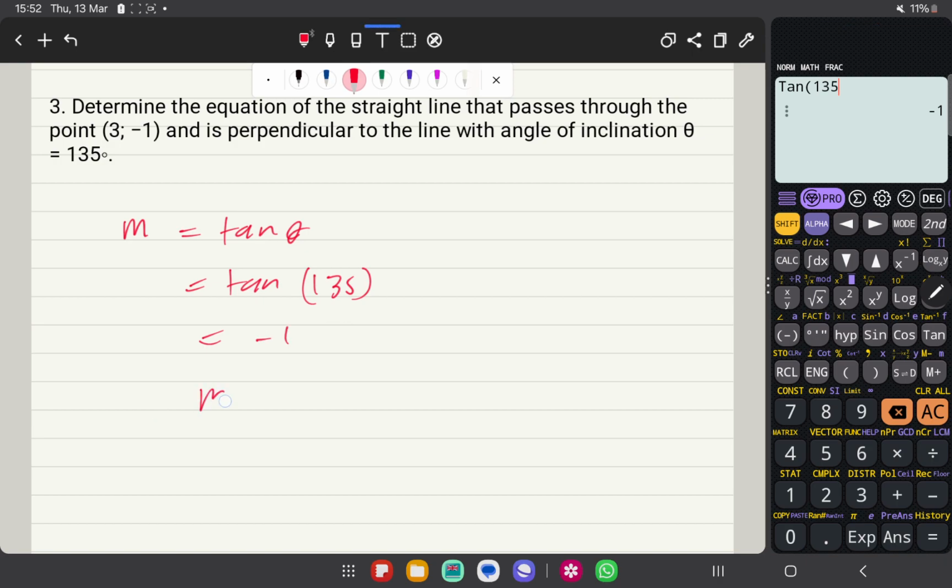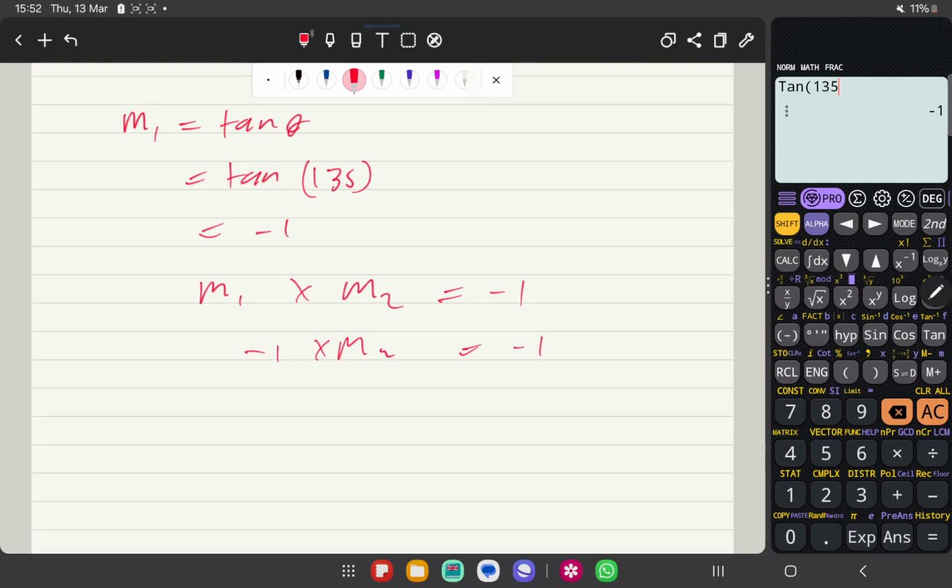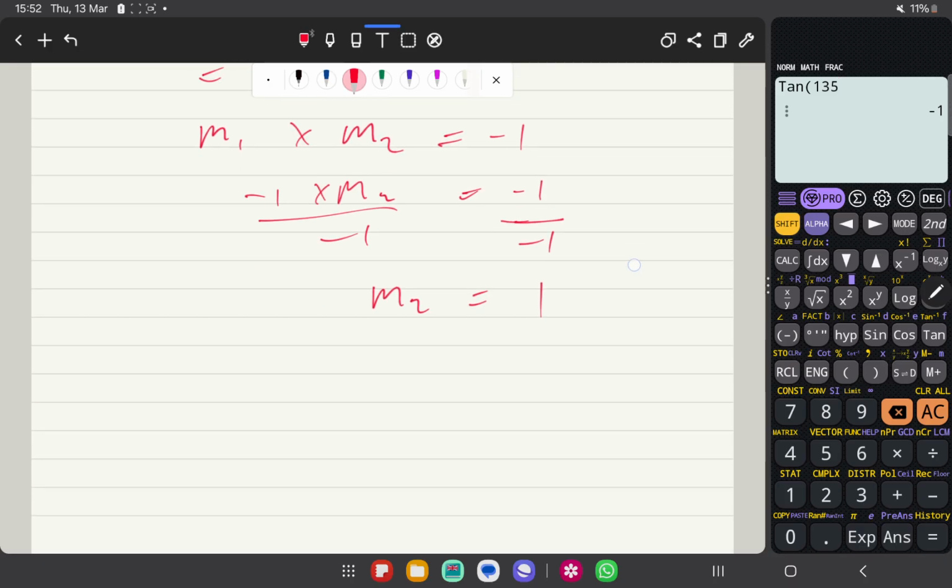So this is m1 multiplied by m2 equals minus 1. Minus 1 multiplied by m2 is equal to minus 1. I divide by minus 1 on both sides, so m2 is equal to 1.